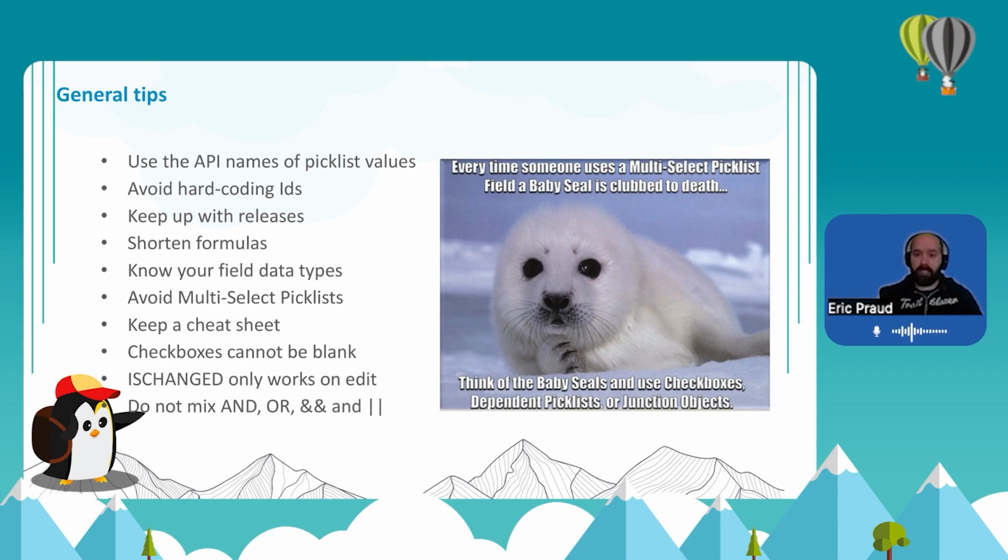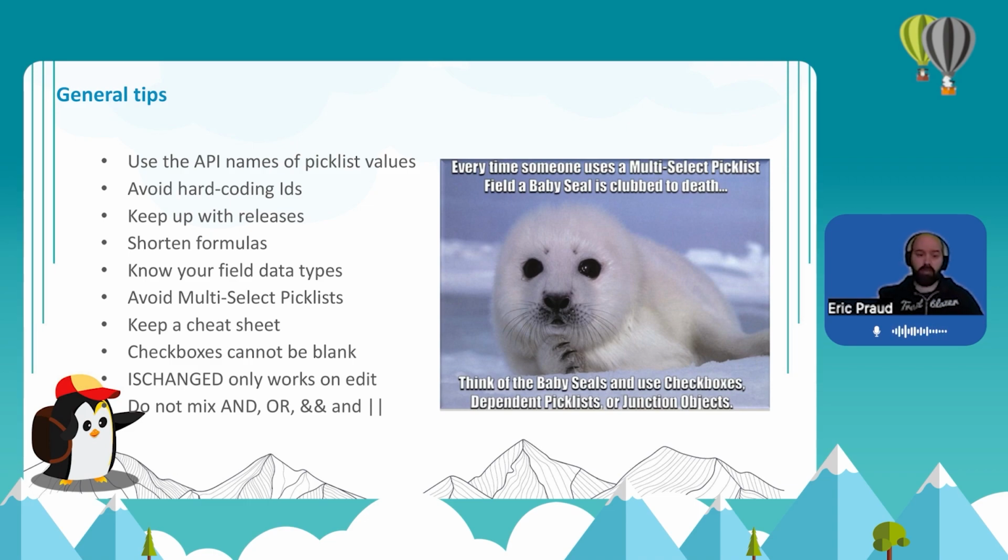Keep a cheat sheet. If you create a formula and the logic is complicated, make sure you copy the formula somewhere so you can reuse it in the future. Checkboxes cannot be blank. I see this error all the time. A checkbox has only two states: true or false, never blank. ISCHANGED only works on edit. If you have a record triggered flow or a validation rule and you use ISCHANGED, remember that this part of the formula will not be considered on creation of a record.